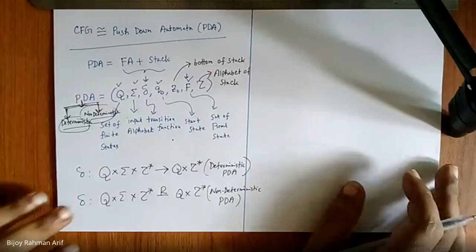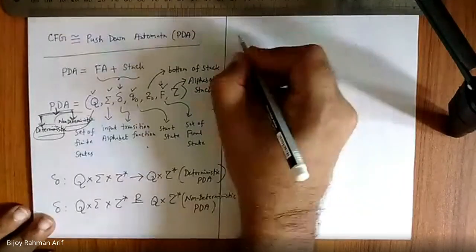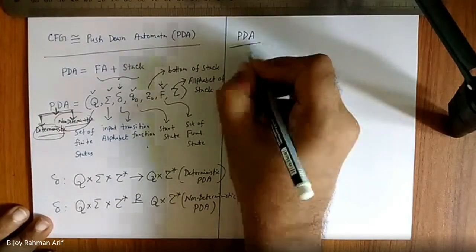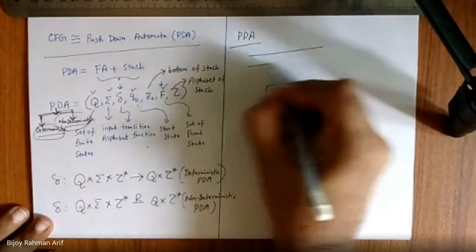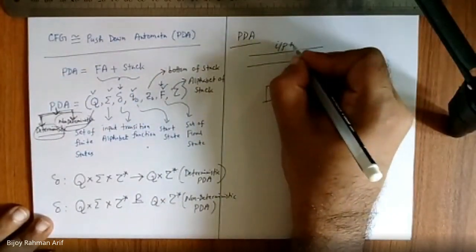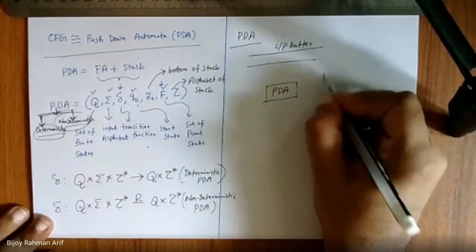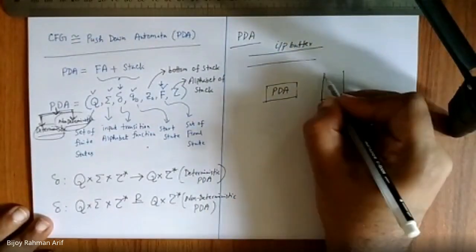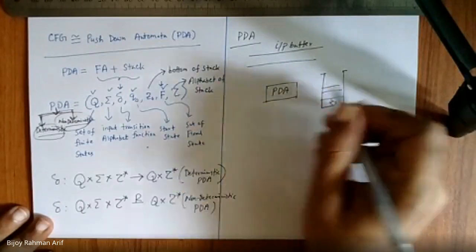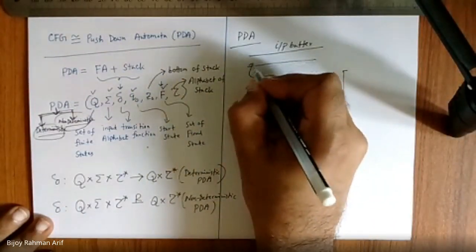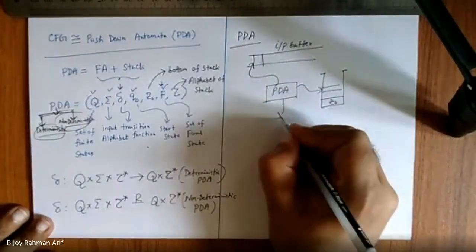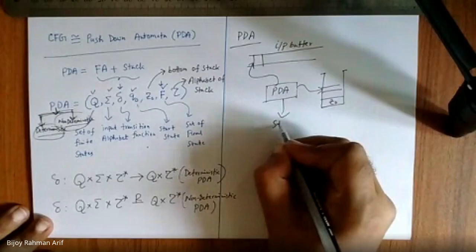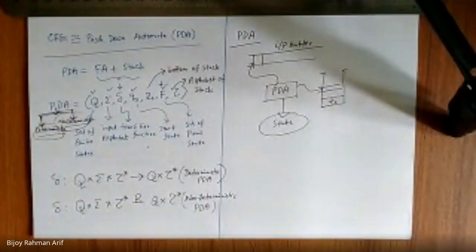So, what is PDA? PDA can be represented by this picture. This is my PDA. This is my input buffer. This is my stack. At the bottom of the stack, there is a Z naught, and there are some other things there. PDA is going to read something from the input and something on the top of the stack. Then it is going to go to a state. So this is the total schematic diagram of push down automata.